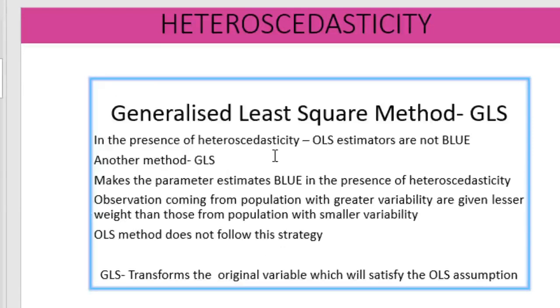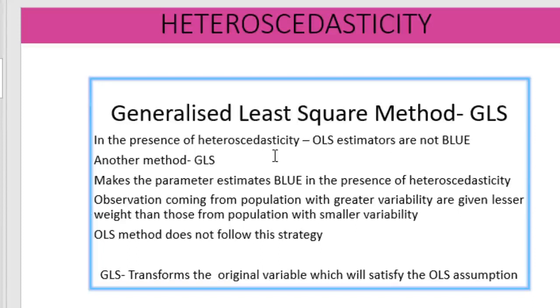Here another method of estimation when heteroscedasticity is present is explained. That is the method of generalized least square, the GLS method. In the presence of heteroscedasticity, OLS estimators are not BLUE, so another method, the generalized least square method, is usually followed. The GLS makes the parameter estimates BLUE in the presence of heteroscedasticity.